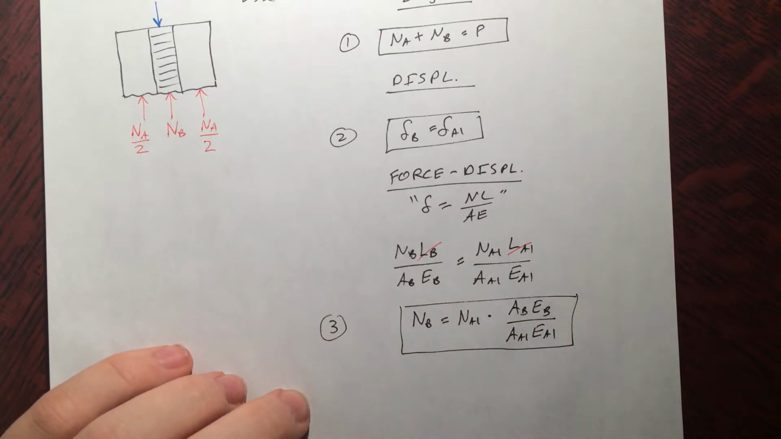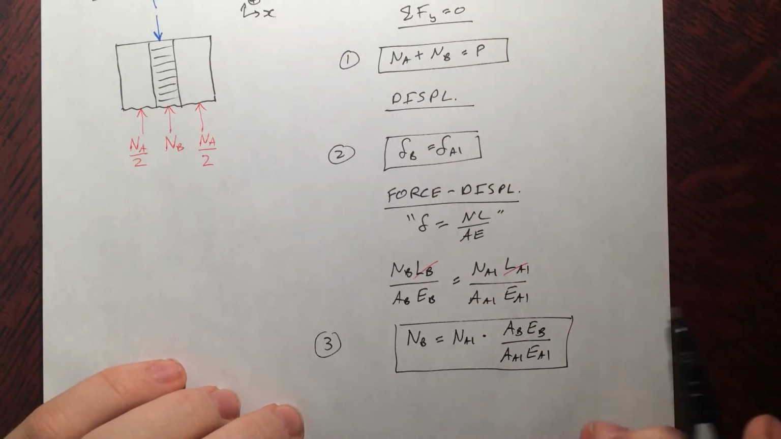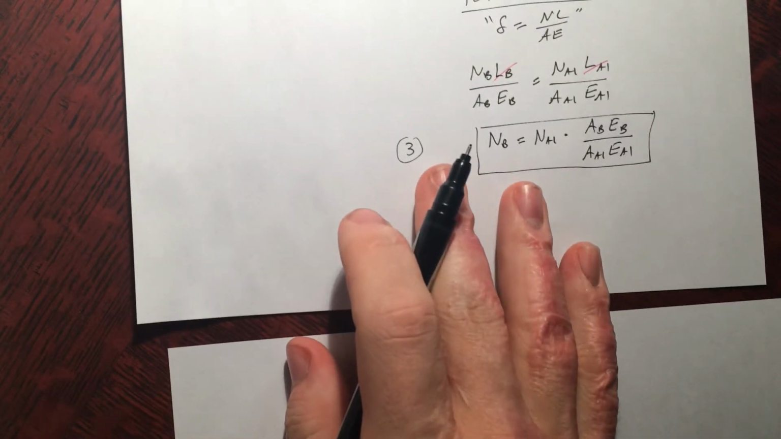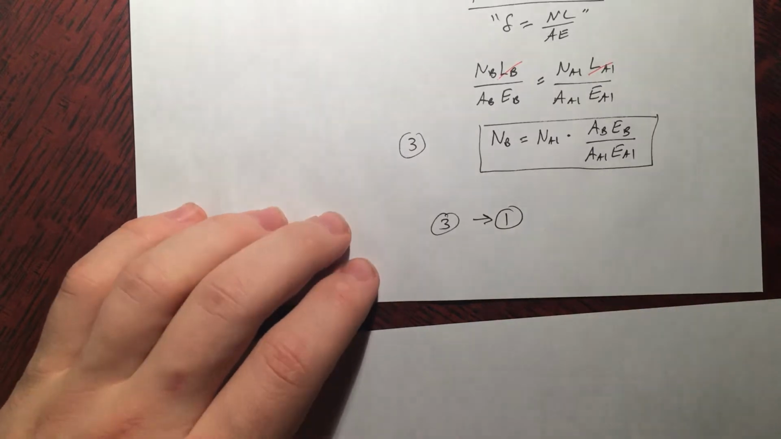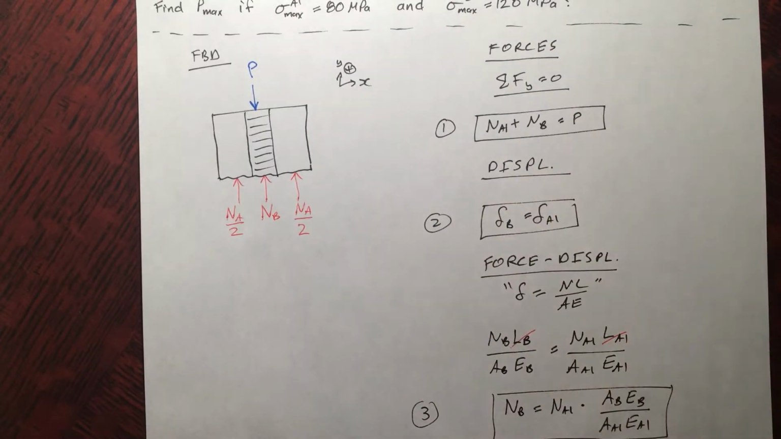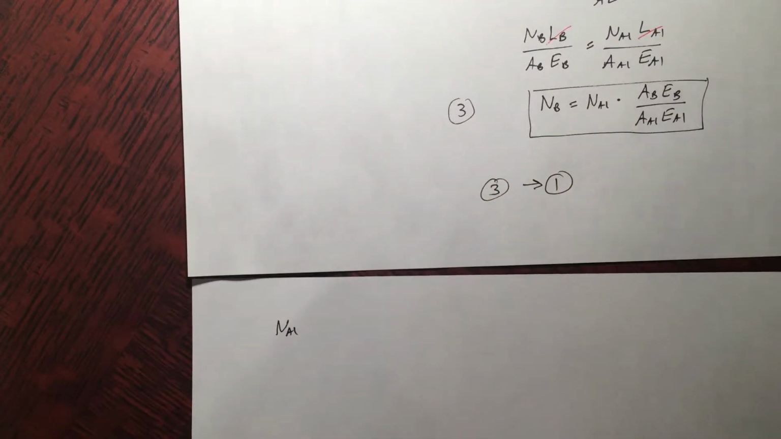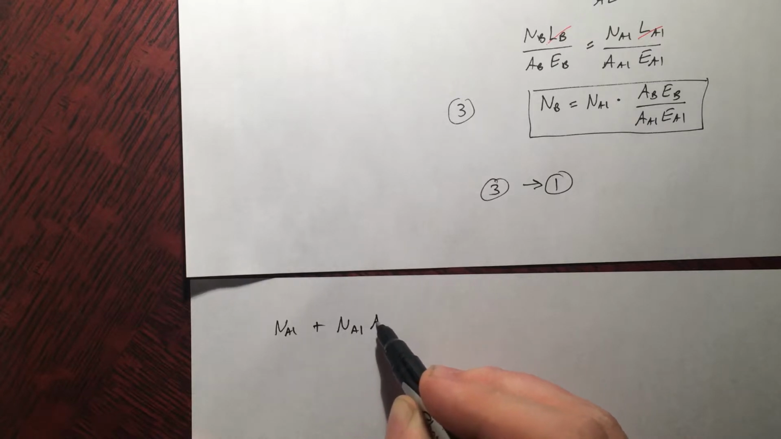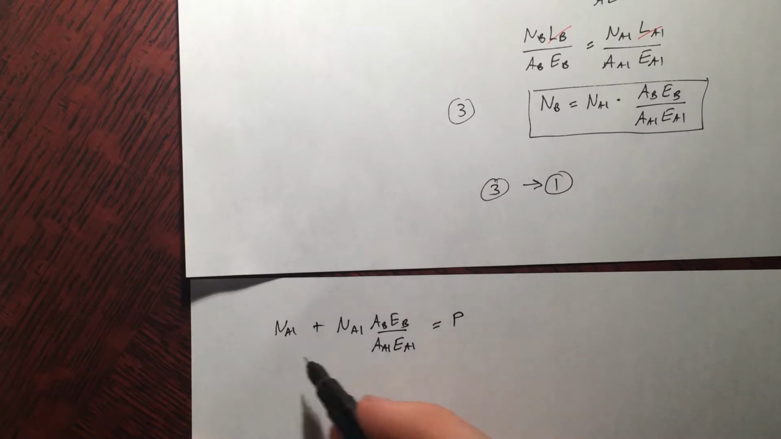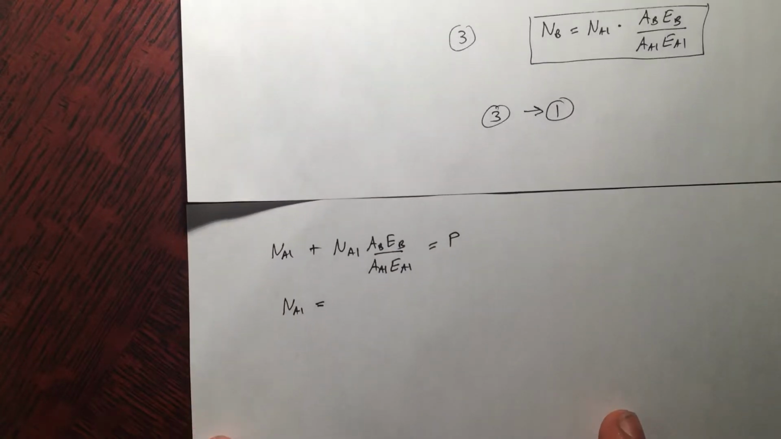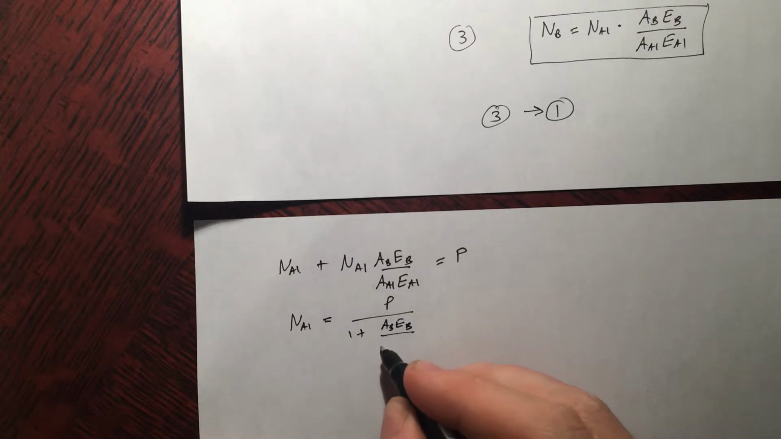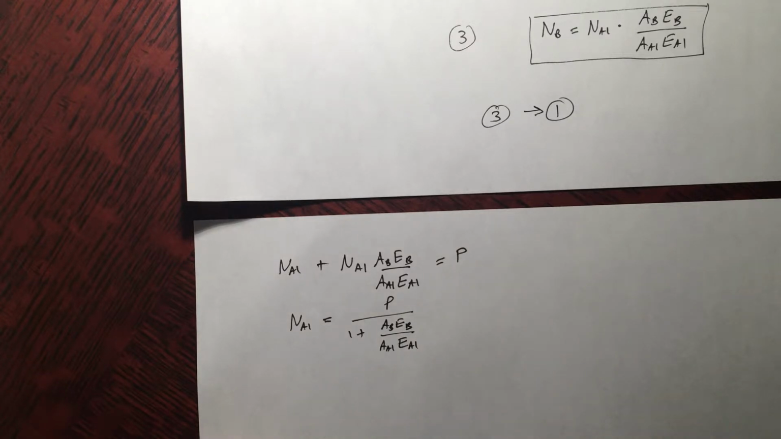All right, so all the information we need: an equation with N_A and N_B, another equation with N_A and N_B, two equations, two unknowns, let's get to work and solve this. So if we put number 3 into 1, then we get N aluminum plus N brass, and we have that in terms of N aluminum, E_B, quick substitution here, equals P. Now we can solve for N aluminum, factor it out, equals P over 1 plus A_B E_B over A aluminum E aluminum. All right, there we go.